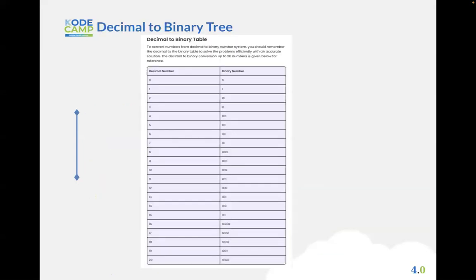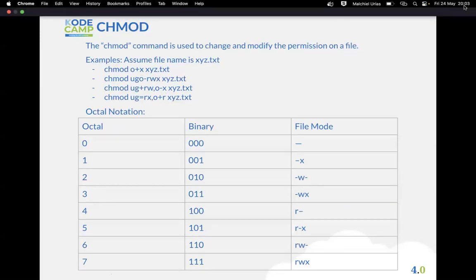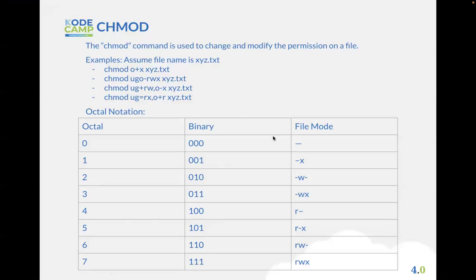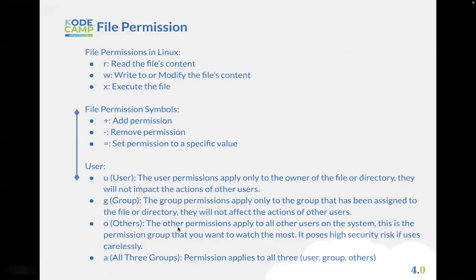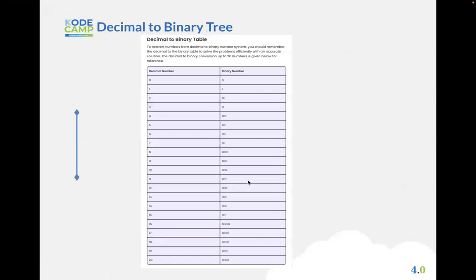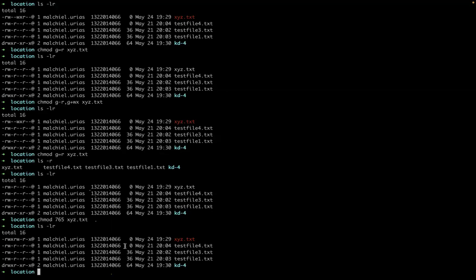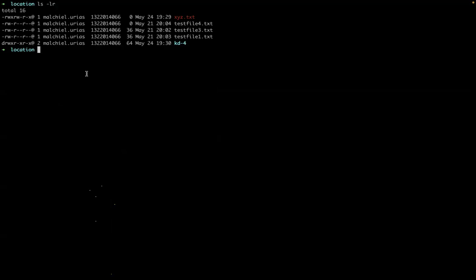So for a quick explanation, we have o for others. Change mode o plus x for the xyz file means add execution permission for others. This is others here, the last three. So you can see that when we list out these files, let's clear the screen. When we list out all the files, Lucy, are you with me? Yes, sir, I'm with you, sir.